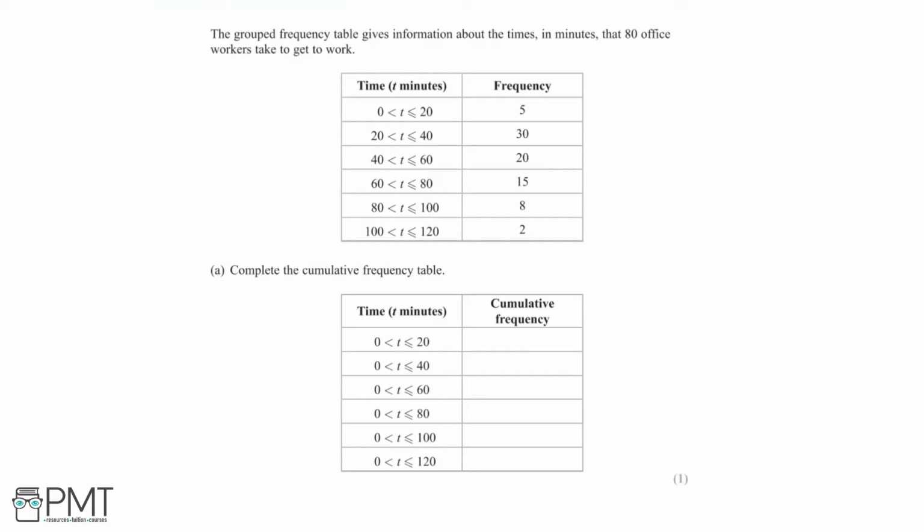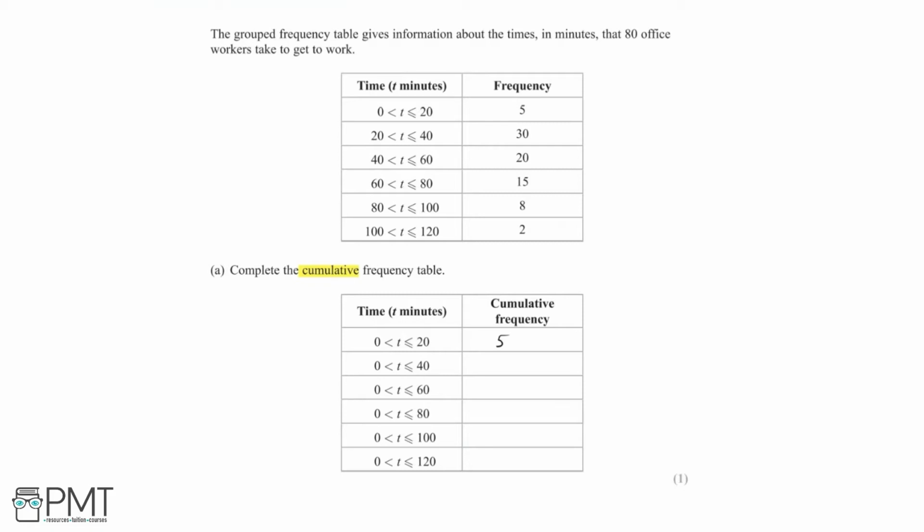In this question, the group frequency table gives information about the times in minutes that 80 office workers take to get to work. And in part A, we need to complete the cumulative frequency table. Now cumulative frequency means that we add the frequencies as we go down the table. So it's an accumulation of all of the frequencies. And so between 0 and 20, we start with the same frequency of 5.